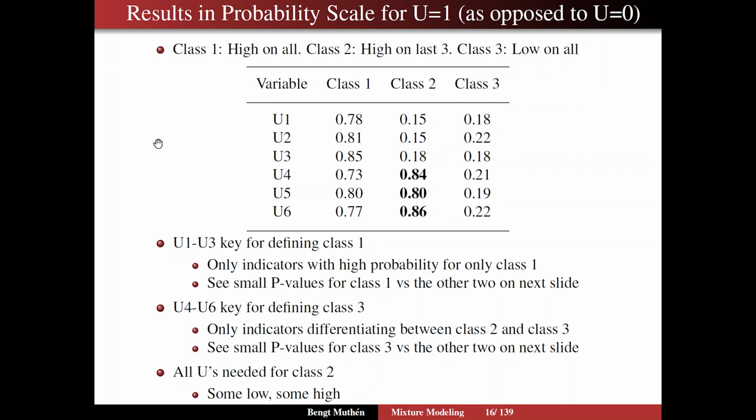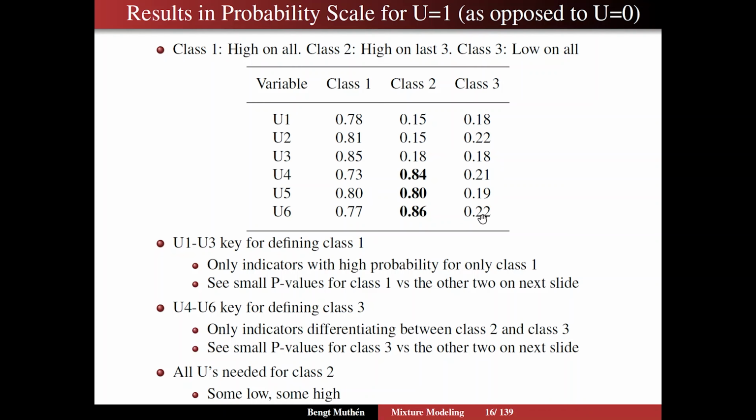On slide 16 we have a table that I like to use to interpret my solution. You have a 3-class solution here, with 6 latent class indicators. The table shows the probabilities for u equals 1 as opposed to u equals 0. For class 1, you have high probabilities for all 6 latent class indicators. Class 2, you're high only on the last 3, low on the first 3. And for class 3, you're low on all 6.